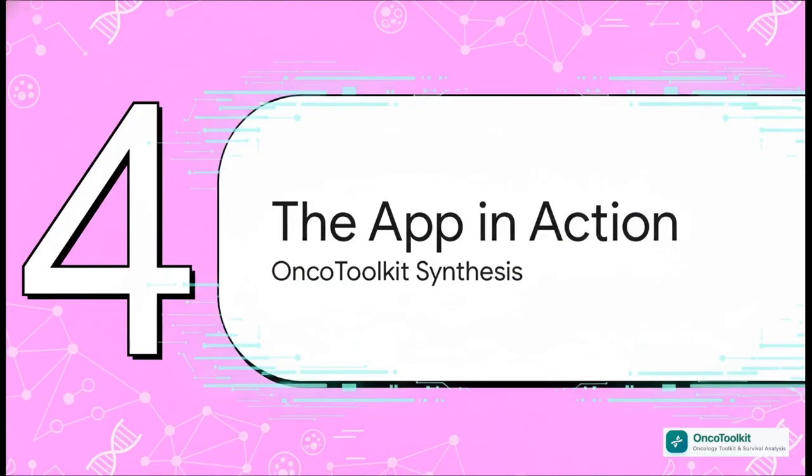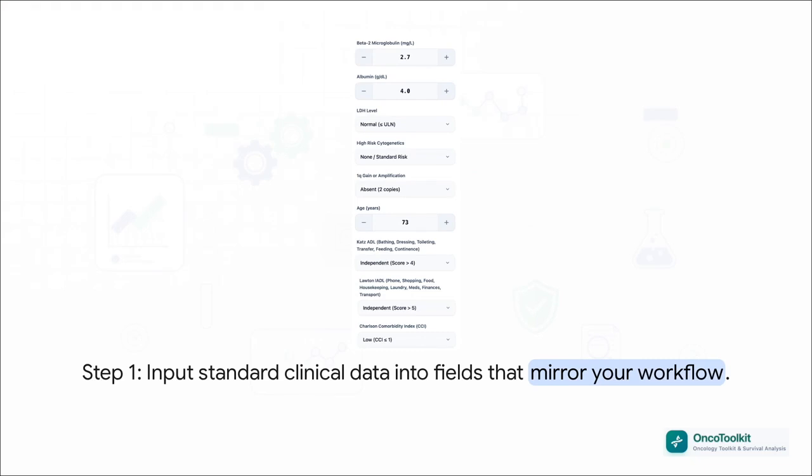Okay, so we've covered the science. Now let's see how the OncoToolkit app takes all of this complex synthesis and completely automates it in seconds. So here we are in the app. Step 1, data input. And you can see right away, the input fields map directly to everything we just discussed. Beta-2 microglobulin, albumin, cytogenetics, age, functional status. It's all right there, designed to fit right into your clinical workflow.